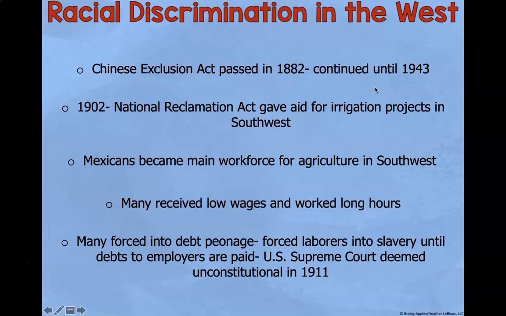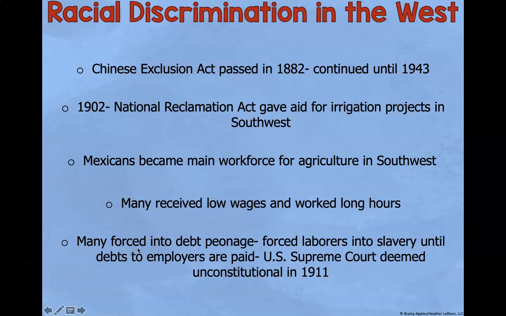Excuse me. In 1902, we also have the National Reclamation Act. It gave aid for irrigation projects in the Southwest. And just so you know, irrigation is about bringing water to different areas because they might be really dry or have droughts, things like that. Mexicans became the main workforce for agriculture in the Southwest. However, they received low wages and they worked very long hours.